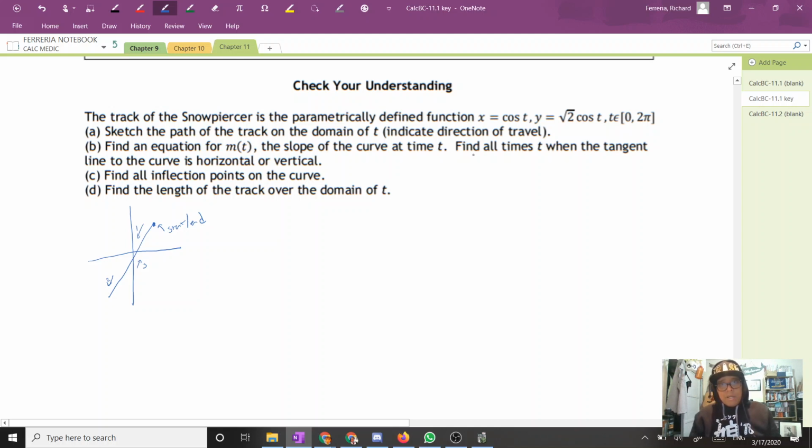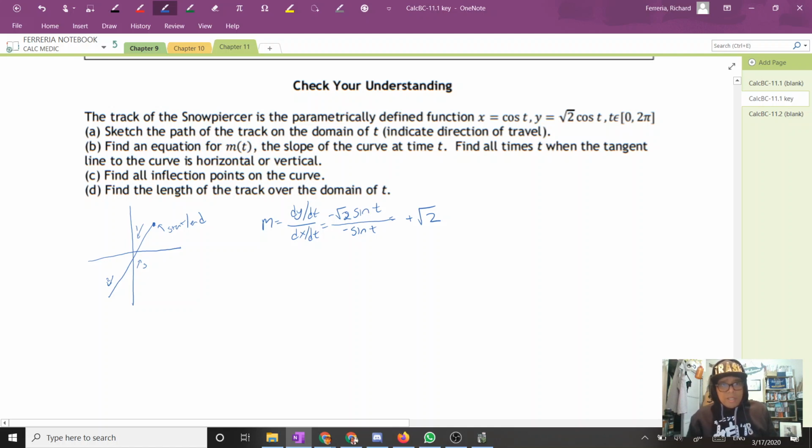Okay, so find the equation of m, the slope of the graph at time t, and find all times t when the tangent of the curve is horizontal or vertical. First, we're going to find the equation of the slope. As you can see, the derivative of y is negative root 2 sine t, and the derivative of the x coordinate is negative sine t. These cancel out, which gives us a slope of square root of 2. Basically, the slope is always square root of 2, and if I take a look at my curve, yes, that slope is always square root of 2.